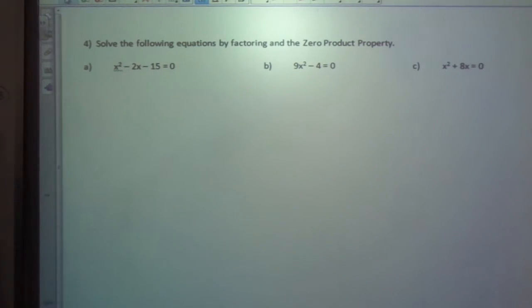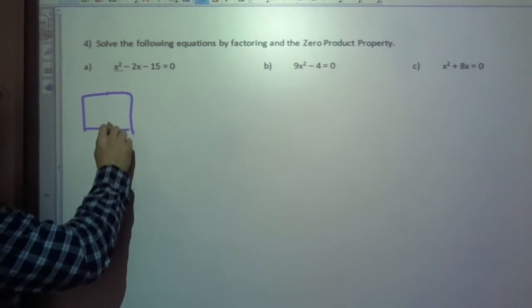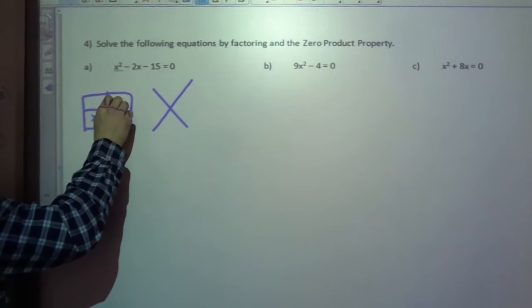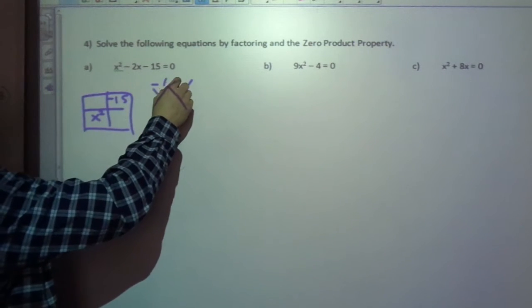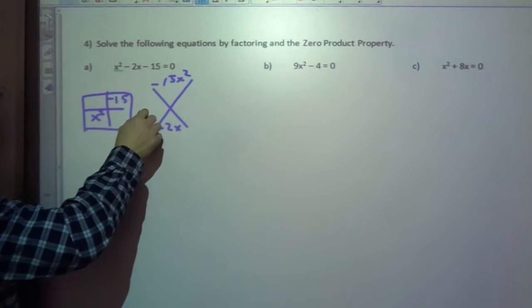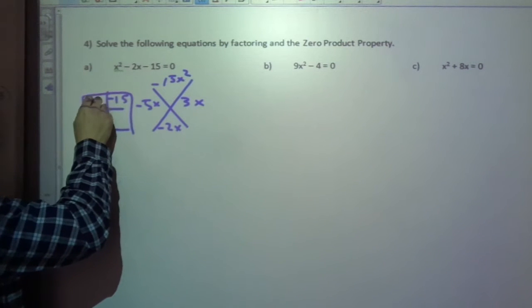Okay, zero product property and factoring. So every time I'll do my box, I'll set up my diamond. This is going to be x squared and negative 15, so that's things that multiply to be negative 15x and add up to be negative 2x. Negative 5x and positive 3x will do the trick.